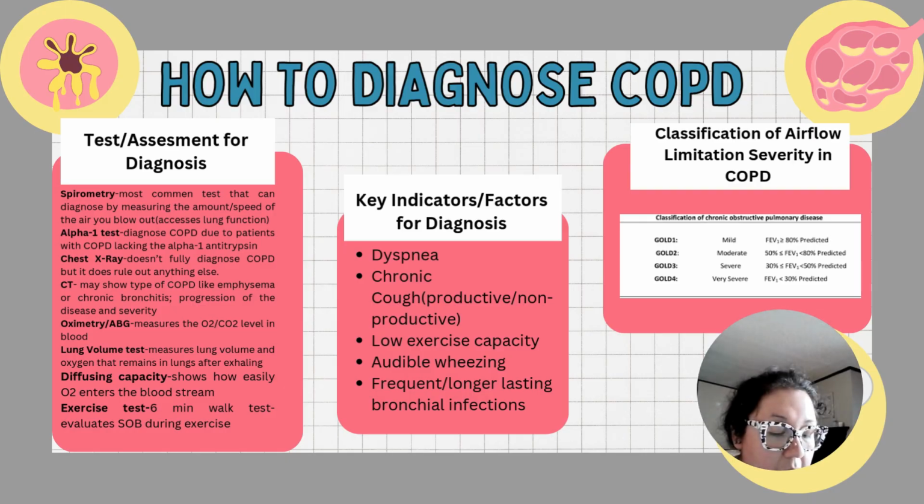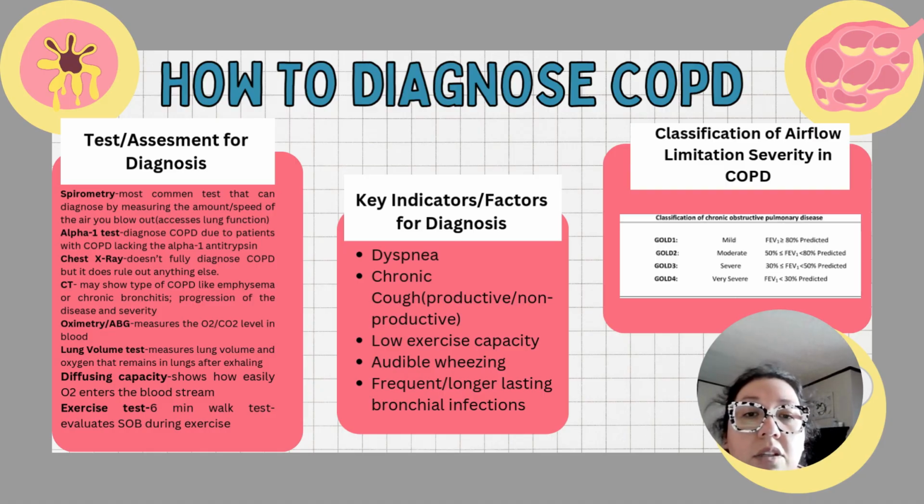Also in that category, there is a plethysmography, also known as a body box. That one measures your total lung capacity and your reserve volume. A diffusion capacity test shows how O2 enters the bloodstream. A lot of patients with emphysema cannot diffuse as easily, so that's how a lot of emphysema patients get diagnosed. And then there is an exercise test, which is a 6-minute walk test. It evaluates shortness of breath during exercise.